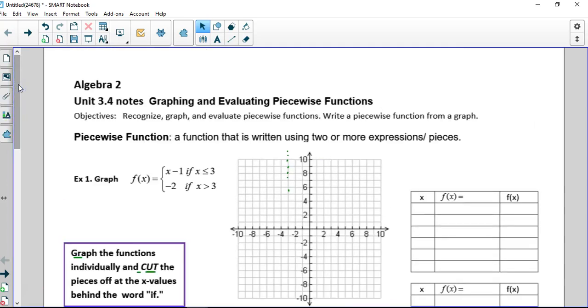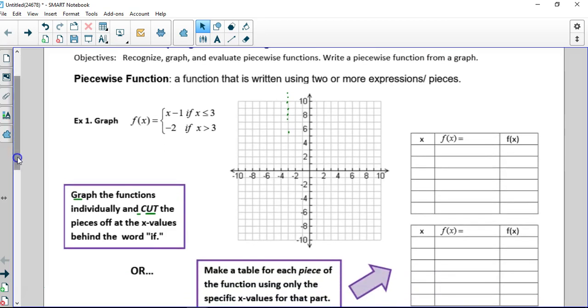3.4 notes. Piecewise functions. It's a function that's written using two or more expressions or pieces. Notice what it says in this box. Graph the functions individually and cut the piece off at the x values behind the word "if". So, don't draw this yet.